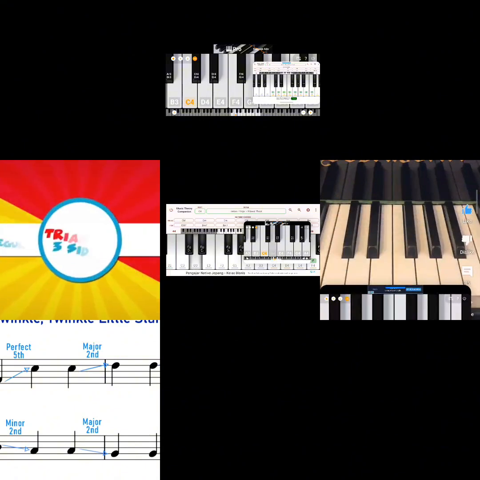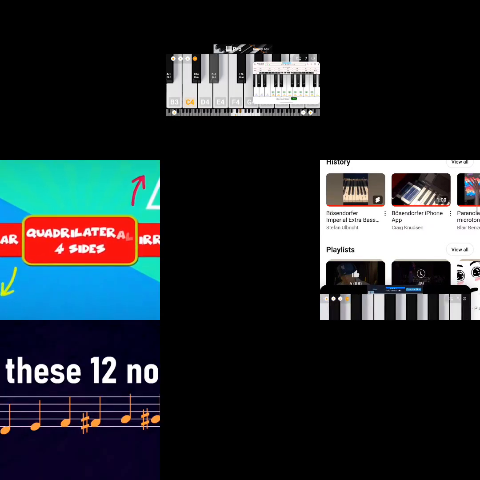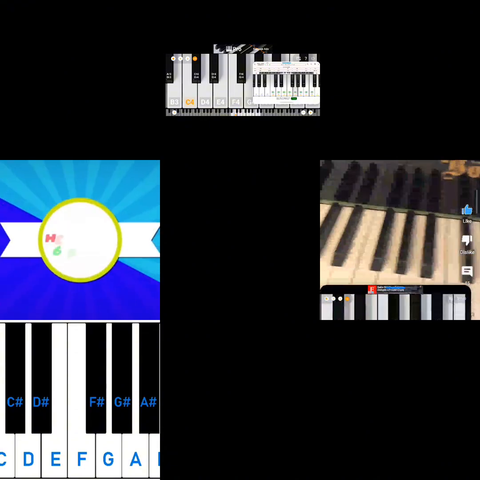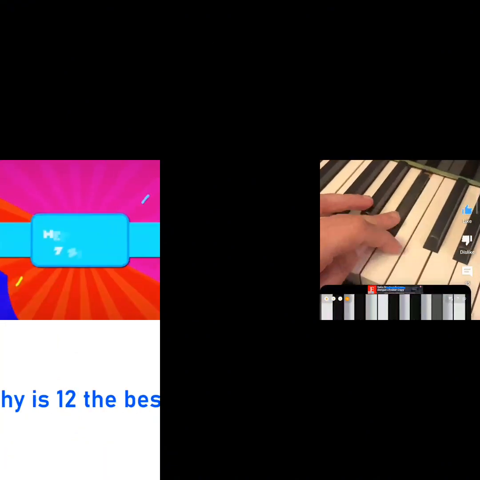Some common polygons include triangles, quadrilaterals, pentagons. So going back to the initial question, why does Western music only use 12 notes? Well, put shortly, it's because these 12 notes are the most practical and effective way to play all of the intervals that we find useful for music making. So what are these useful intervals? And why is 12 notes in an octave the best way to access them?